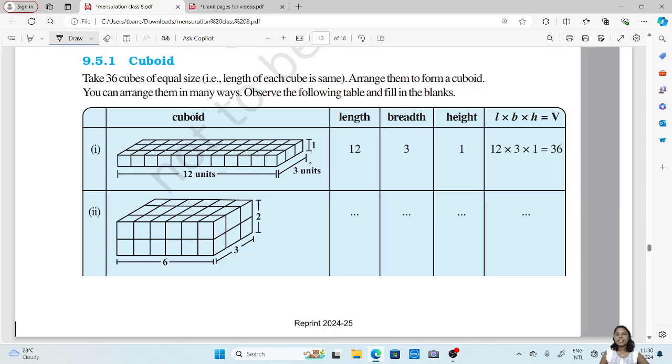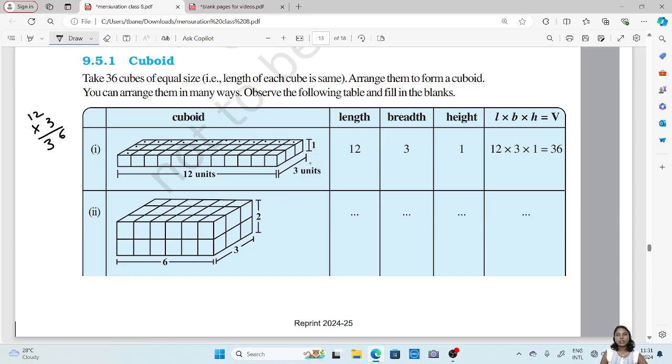Now what they are saying is that they have given us 36 cubes. So now these are all 36. So 1, 2 and 3. 1, 2, 3, 4, 5, 6, 7, 8, 9, 10, 11, 12. Okay. So 12 into 3 gives us 36. So all these are 36 cubes. So they are telling us we have to arrange them in various ways such that we get a cuboid. And the length of these individual cubes is also the same.